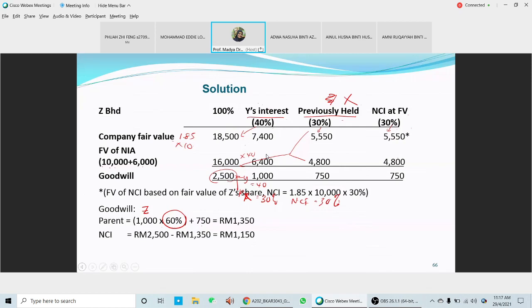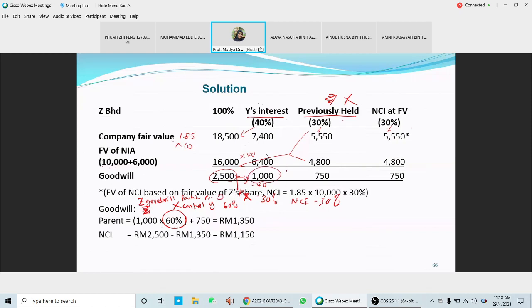Parent controls Y, X controls Y here at 60%. This goodwill will be received through Y, yeah? So the Y portion that I have for goodwill here is 1 million. So this one is the Y portion for Y goodwill of Z, which is the portion for what? Okay, Z goodwill portion for Y.